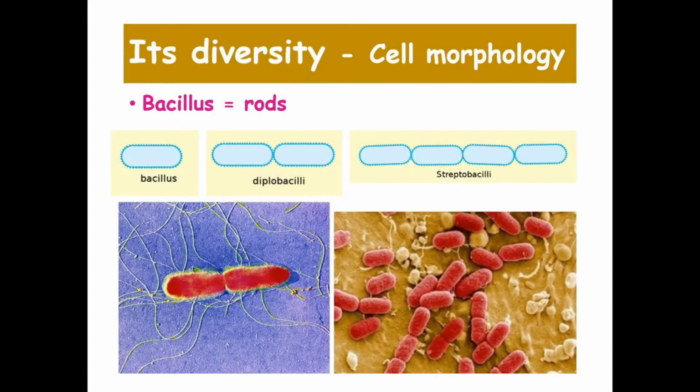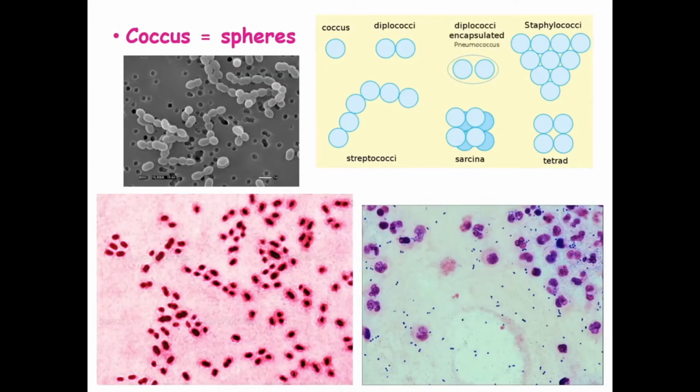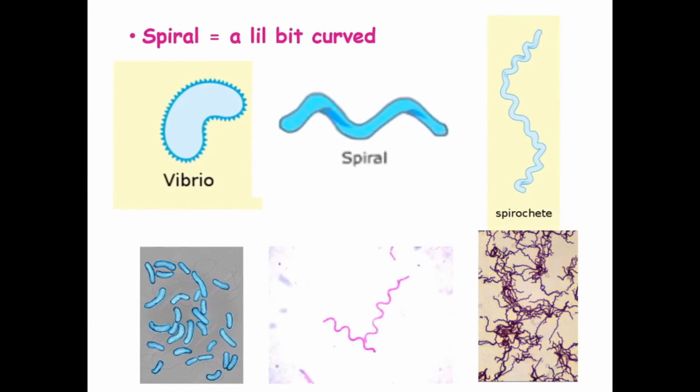Now let's talk about the diversity of Monera or bacteria. Its diversity comes from cell morphology. There are several types of cell morphology of bacteria. The first one is Bacillus, where the organism has a rod-like shape. The second type is Coccus, or sphere-like shape. And the third group is a spiral cell, which has a slightly curved shape.